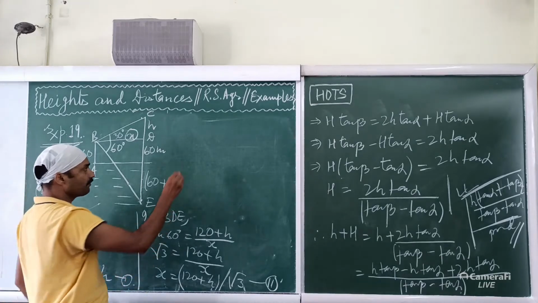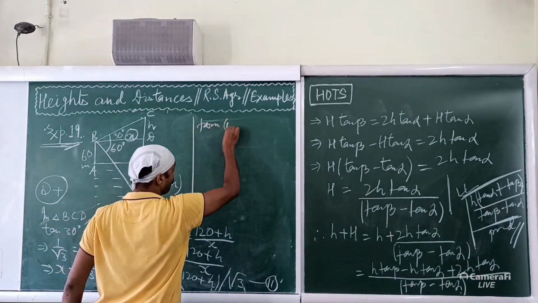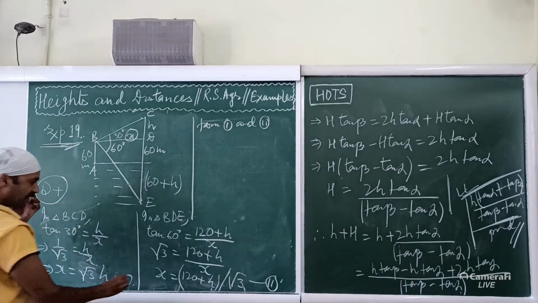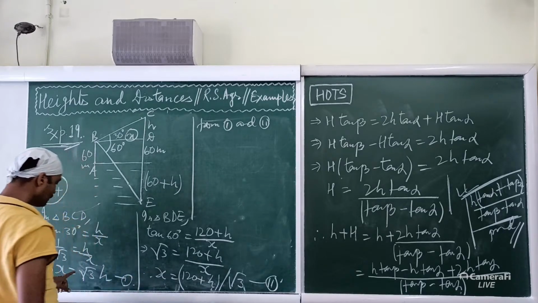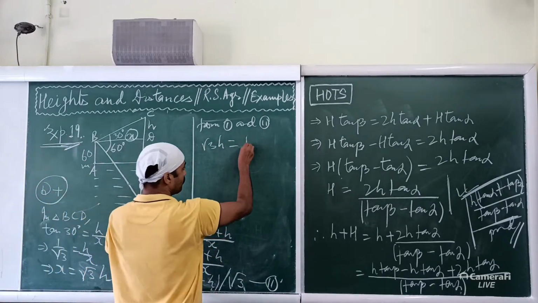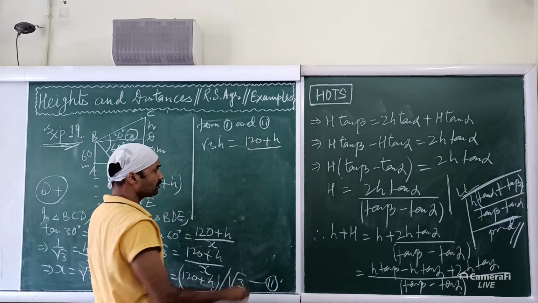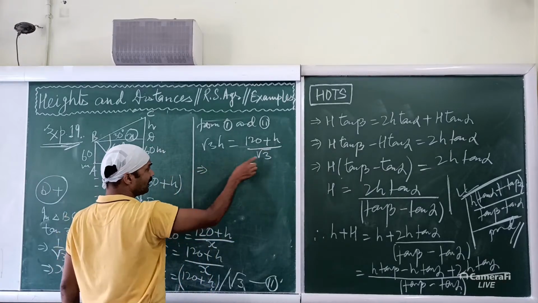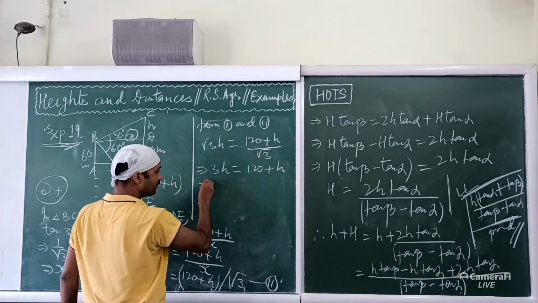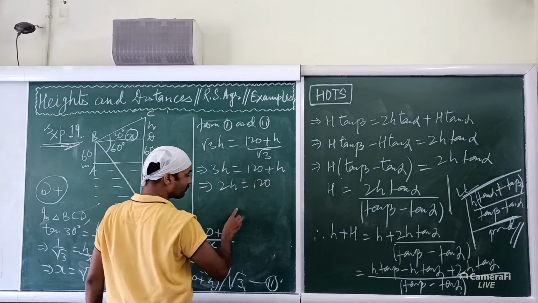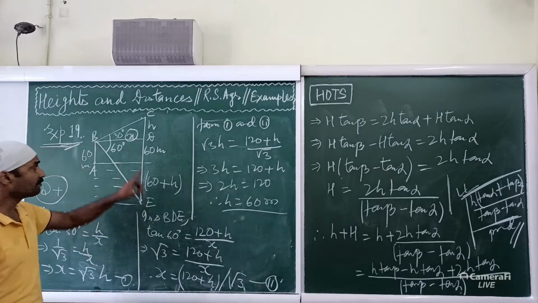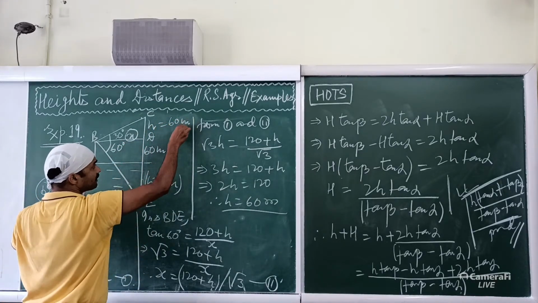Now I am comparing 1 and 2. From 1 and 2 we have x is this here, and x is this here. So root 3 h equals 120 plus h upon root 3. This gives 3h equals 120 plus h, 3h minus h is 2h equals 120, therefore h equals 60 meter. Clear? This value we have got as 60 meter.